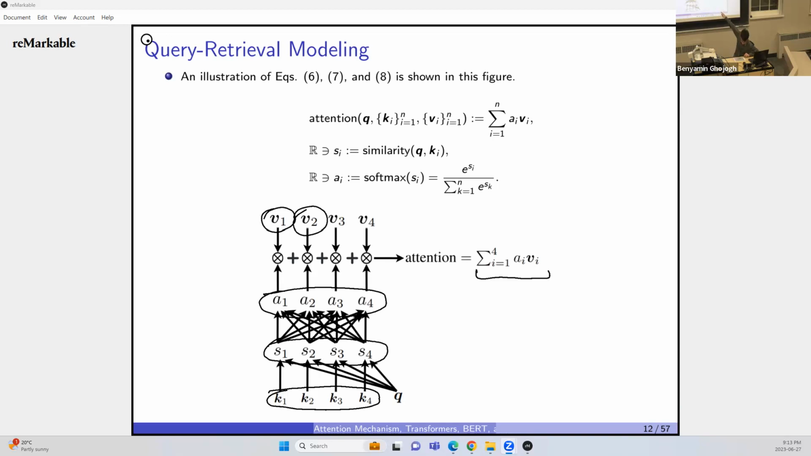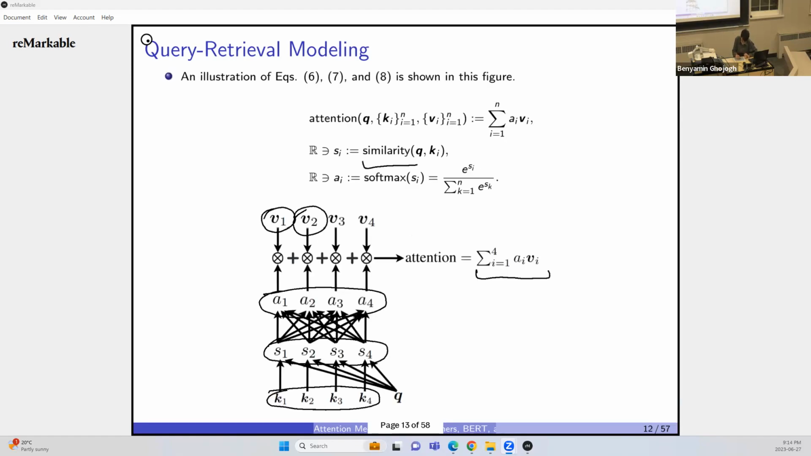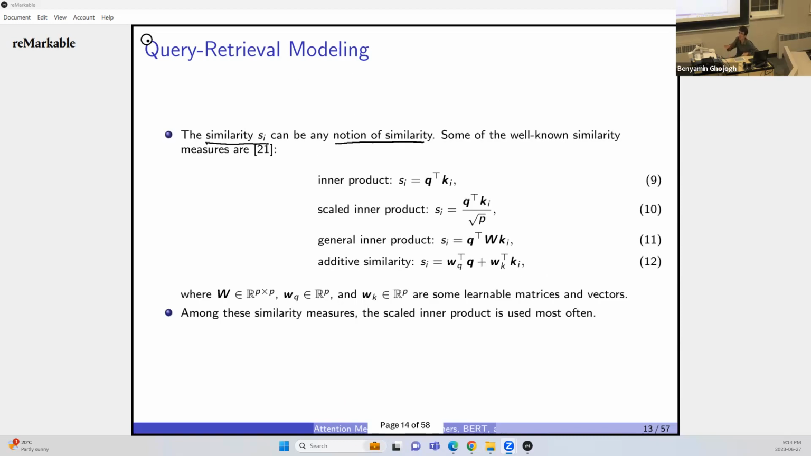Then the similarity Si can be any notion of similarity. Do you remember here? We said that Si is the similarity of the query and the key. So what is the similarity? It can be any function or any notion of similarity. Some of them are inner product, right? Inner product of two vectors shows how similar they are. For Si, you can use Q transpose Ki.